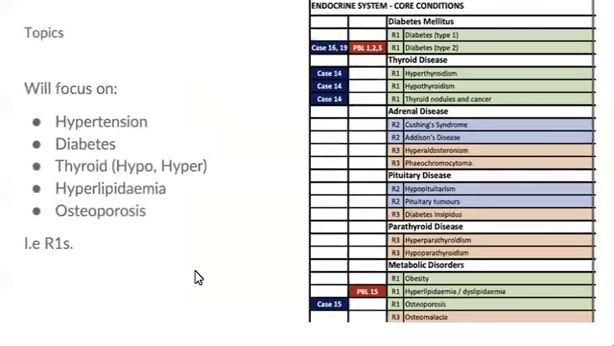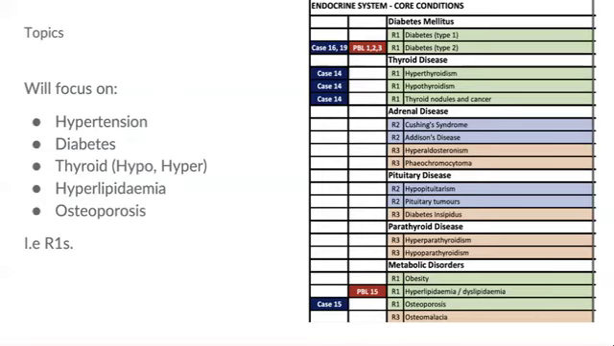We'll be focusing on the endocrinology system. So it'll mainly be the R1s, and as you can see, there's quite a lot of R1s. As you may be aware, there's quite a lot of overlap with the cardiology section, especially hypertension, diabetes, and hyperlipidemia in particular, as those are part of the cardiovascular risk factors that you want to know about. Then we'll also be covering thyroid disorders as well as osteoporosis.